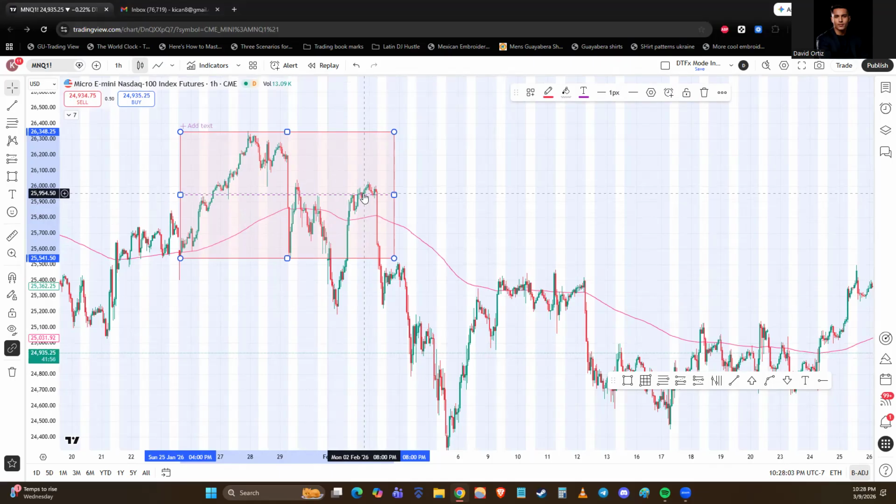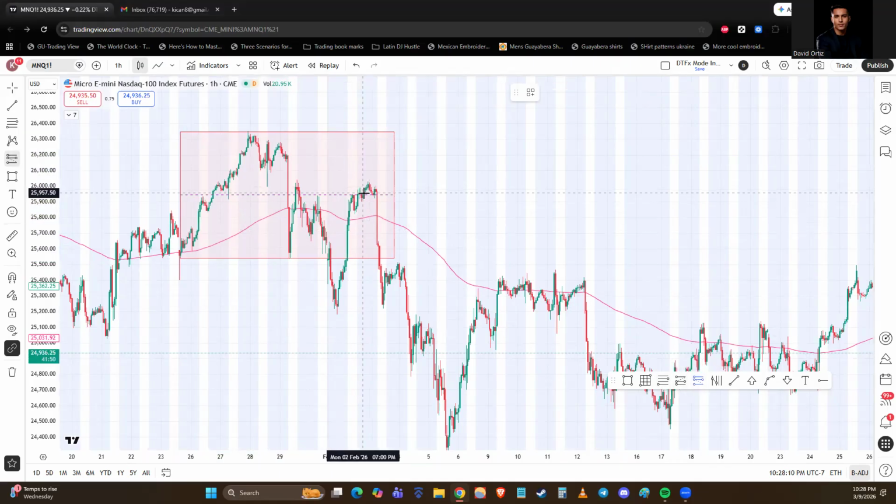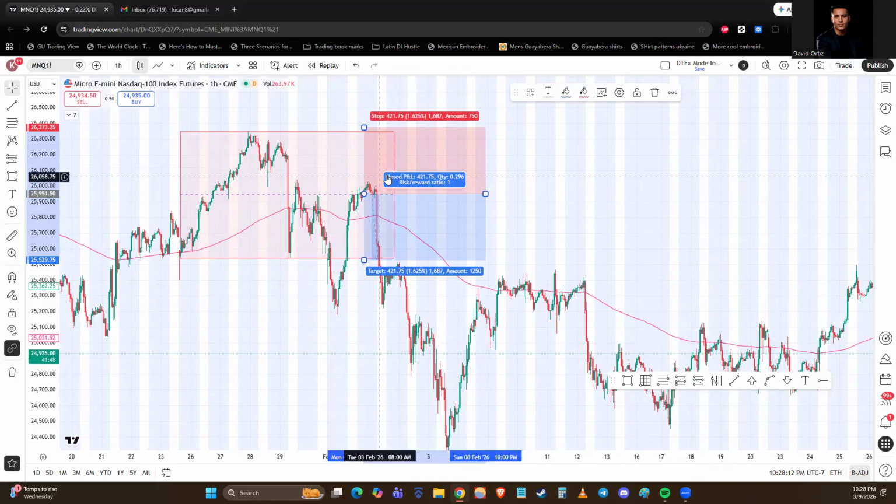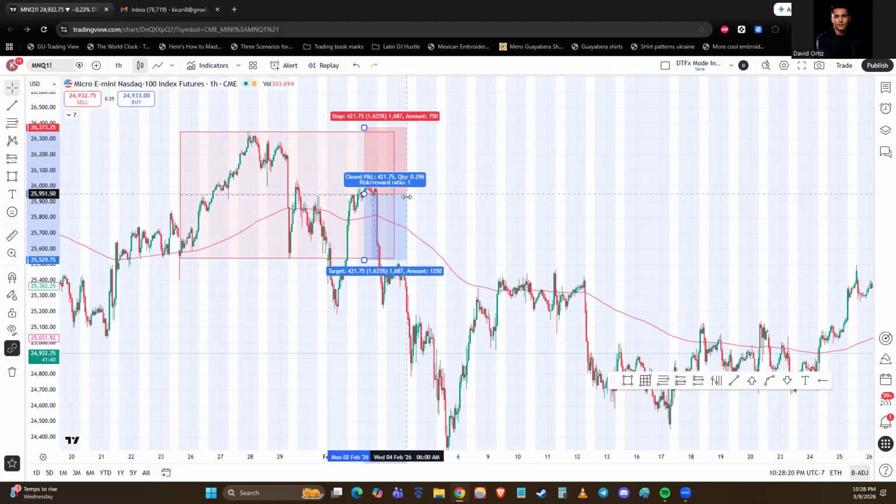Then you frame the trade here. Basically, what you can do is a short position at the 50%, boom, right? And the basic strategy is this: 50% of the zone.